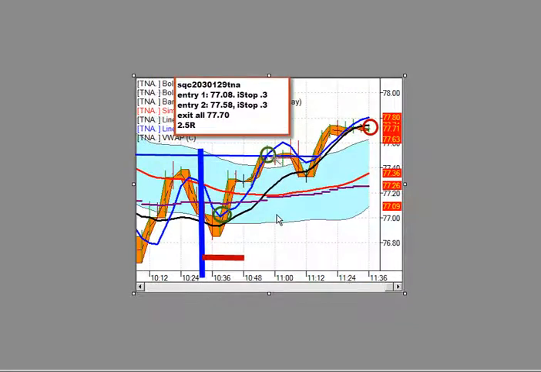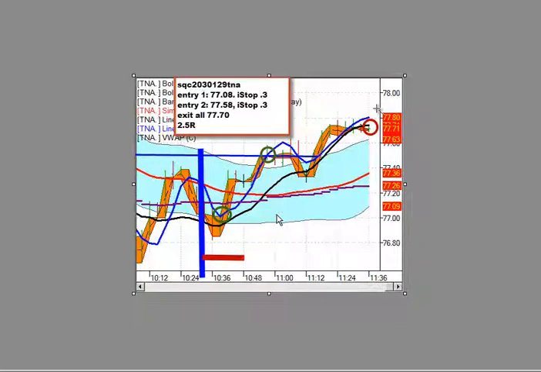That unfolds here, holds at the regression line, makes a new high, but really doesn't take off any further, and now price is starting to decay once more. We're getting in towards lunch. I decide to exit at 77.70 and cash 2.5 R. Shortly thereafter, it went up to 77.80.